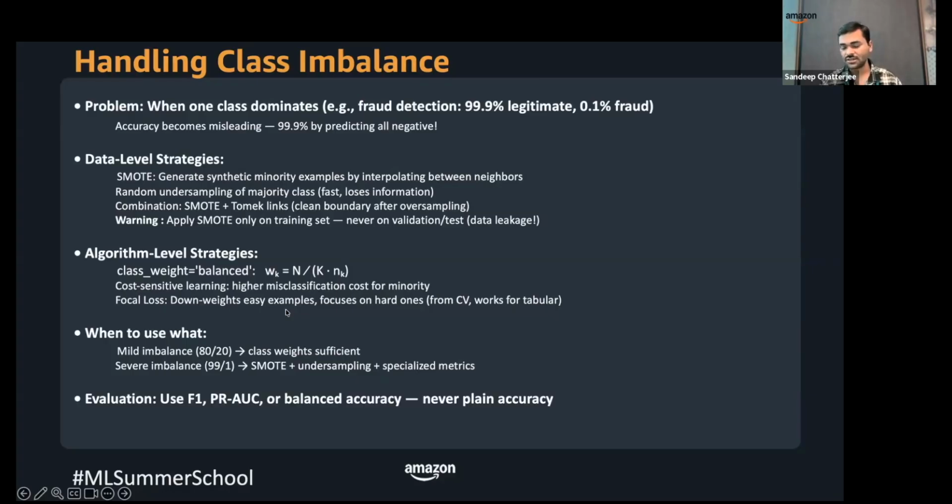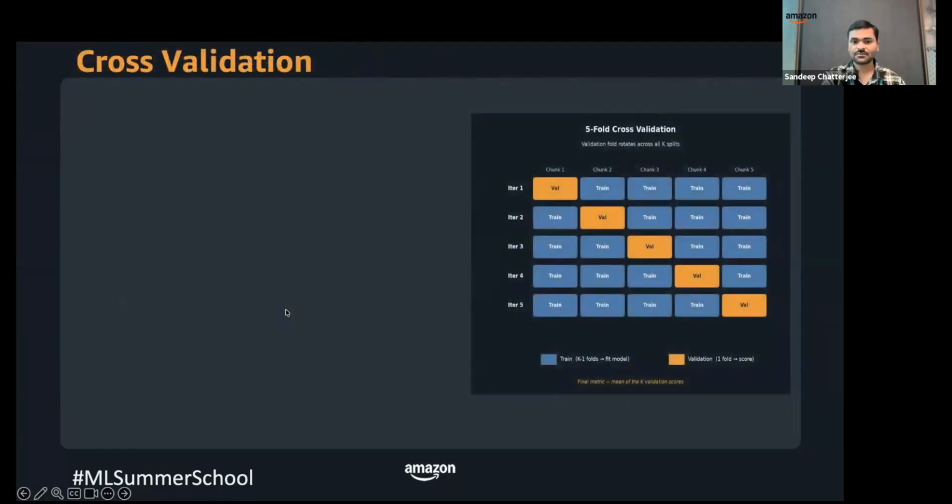And no matter which strategy you choose, completely remove plain accuracy from your vocabulary. When evaluating these models, you must evaluate using better metrics. You can use something like F1 score, precision, recall, and AUC curves. These are the metrics that tell you if your model is actually finding the needle in the haystack.